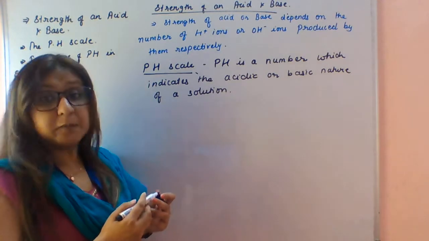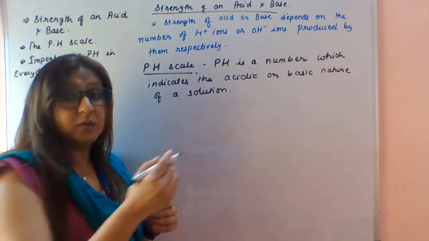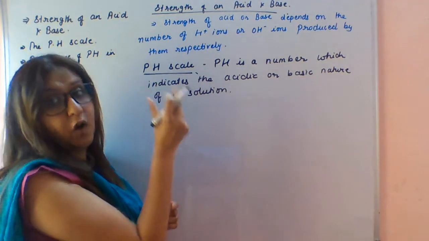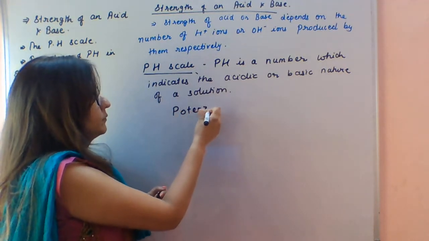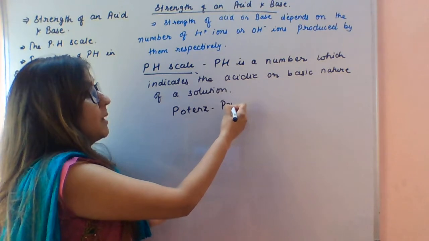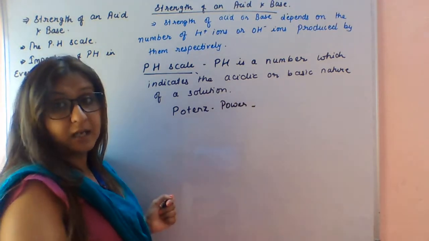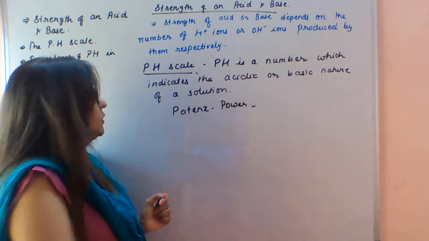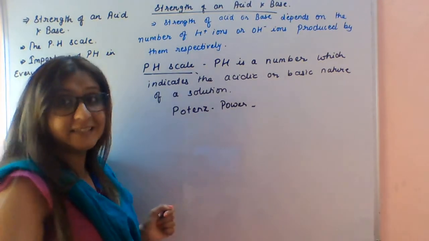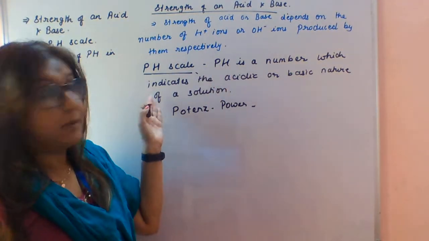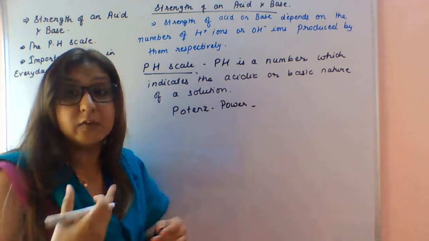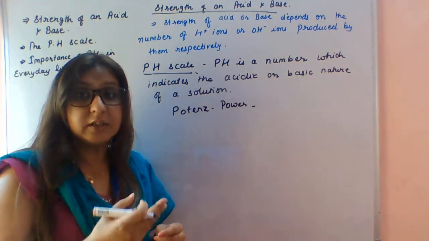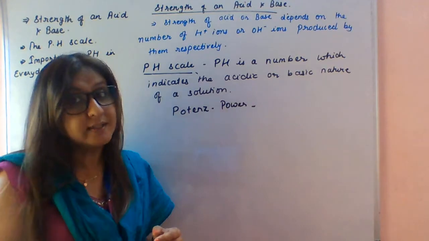Okay, so next, what is the pH scale? First, we should know what the full form of p is. p means potenz. Potenz is a German word. It means power. So pH is the power of hydrogen. The pH scale is the number which indicates the acidic or basic nature of the solution. It will tell whether the solution or substance is acidic or basic.